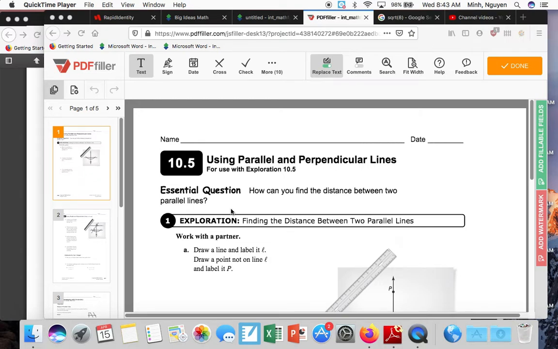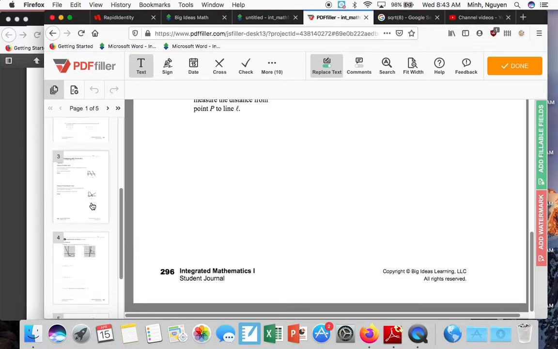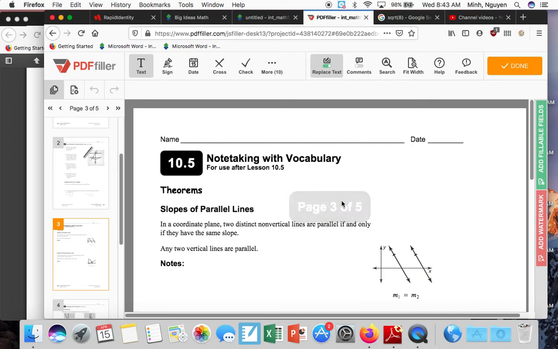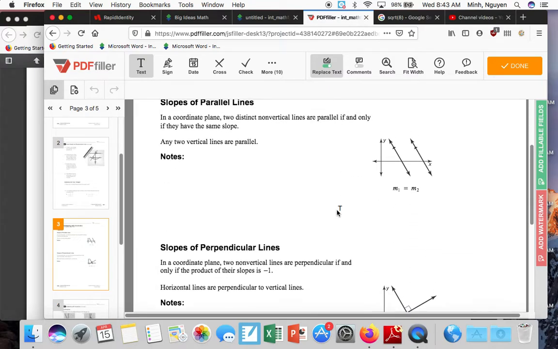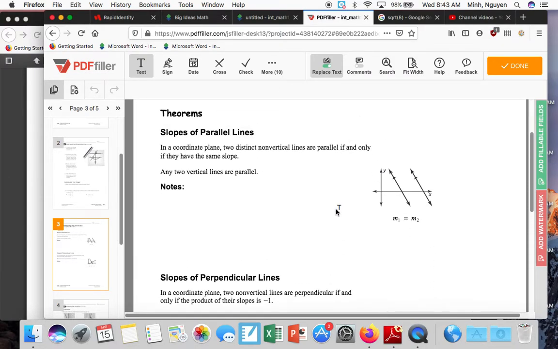Guys, we're in section 10.5, using parallel and perpendicular lines, page 296. You'll be doing a lot of computation or calculation. This is not too hard on the concepts. It's just kind of tedious.